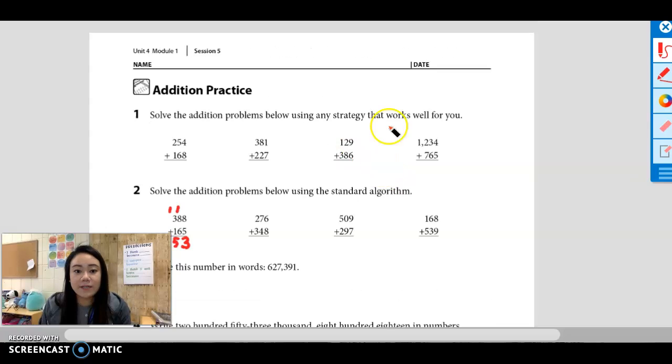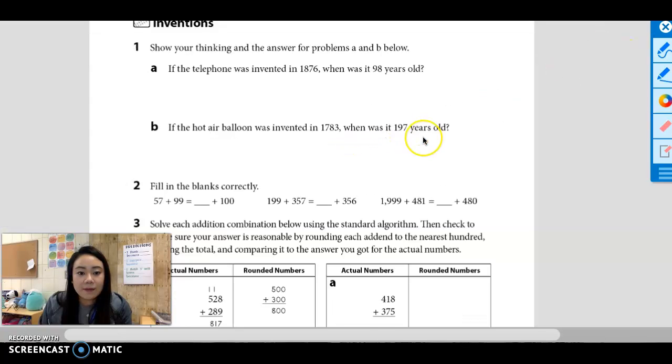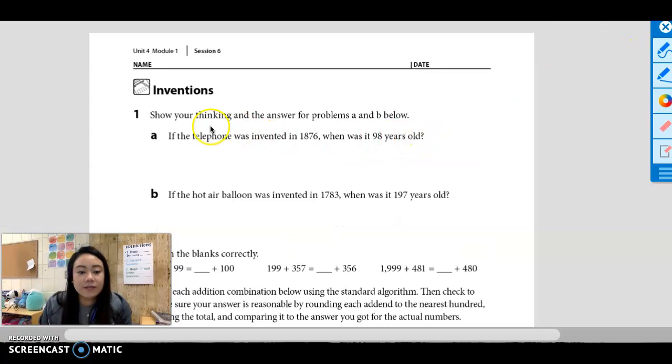All right, that was page 136. We're moving on to page 137. Inventions. Number 1, show your thinking and the answer for problems A and B below. If the telephone was invented in 1876, when was it 98 years old? So when was the telephone 98 years old if it was invented in 1876?